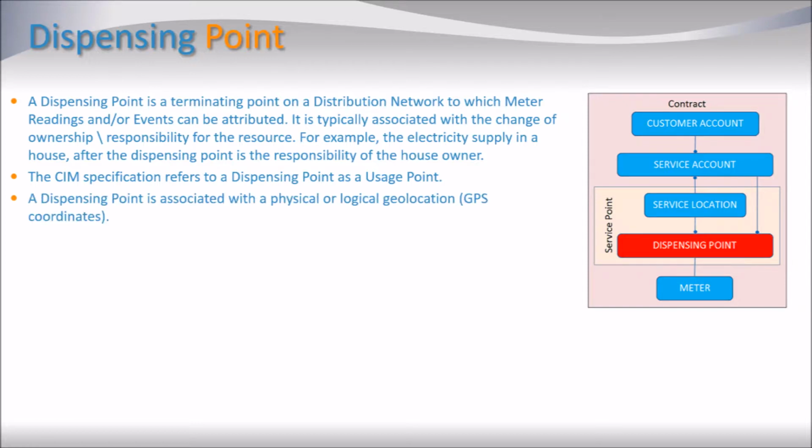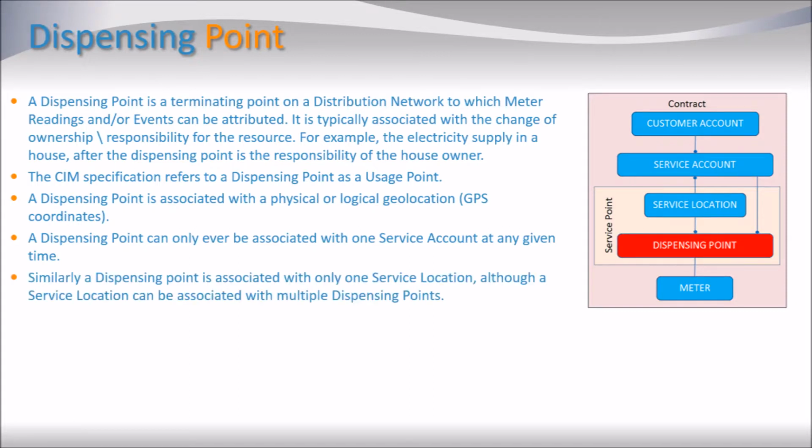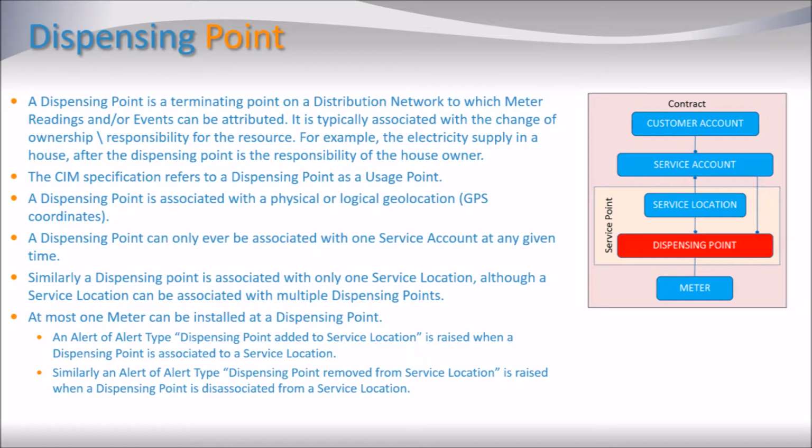A dispensing point is associated with a physical or logical geolocation, GPS coordinates. A dispensing point can only ever be associated with one service account at any given time. Similarly, a dispensing point is associated with only one service location, although a service location can be associated with multiple dispensing points. At most, one meter can be installed at a dispensing point.